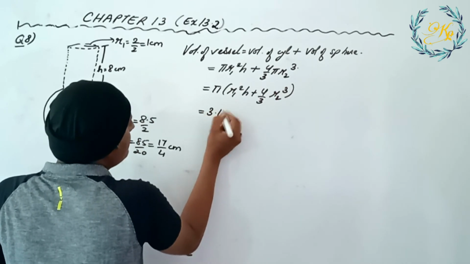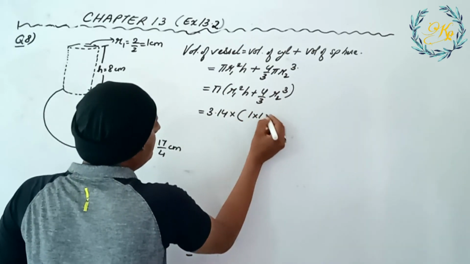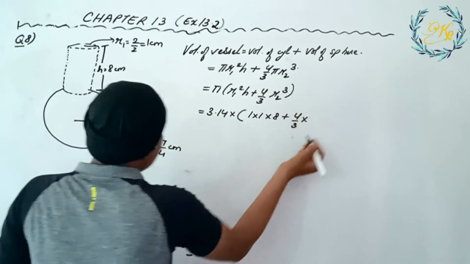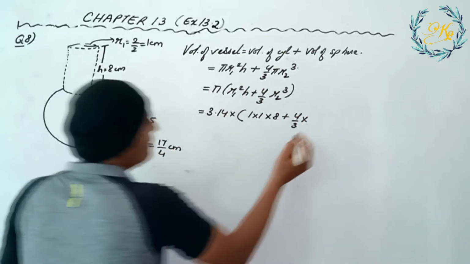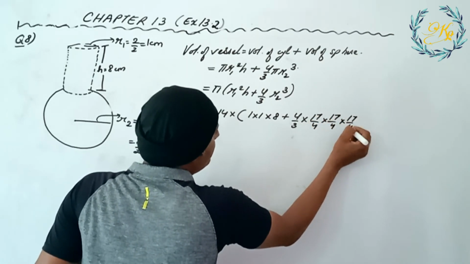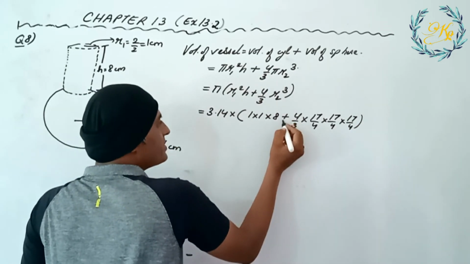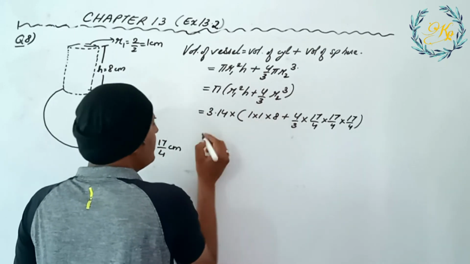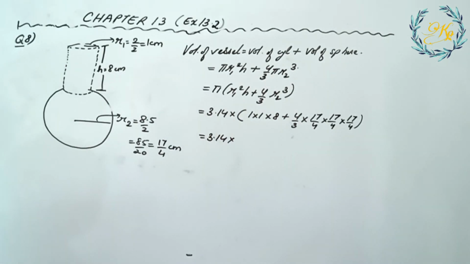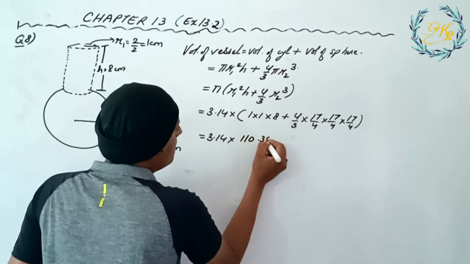So let's place the value 3.14 into the bracket. The value of r1 is 1 into 1. Height of the cylindrical part is 8 plus 4 upon 3 into r2 cube, which means 17 upon 4. So we write 17 upon 4, 17 upon 4, 17 upon 4. First solve these values. They will be in fraction. You have a plus sign here. Then take the LCM. And once you take the LCM, in the last line from the bracket, you will land up on the value 110.354.